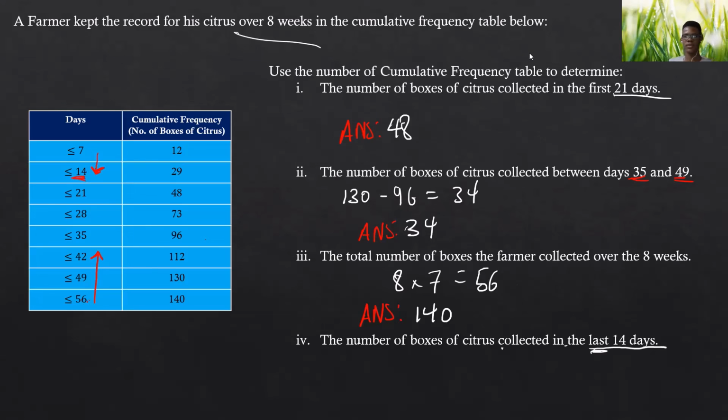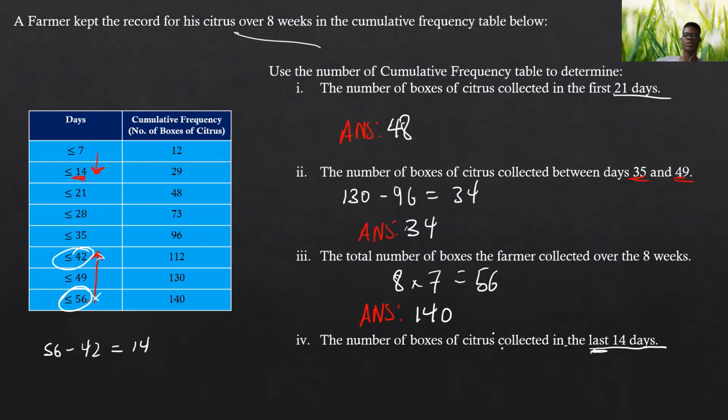All right, so the last 14 days, we've established it's between days 42 and 56. That's the last 14 days. Again, how we know that is because 56 minus 42 gives us the 14 days, and that's the last 14 days they're referring to.